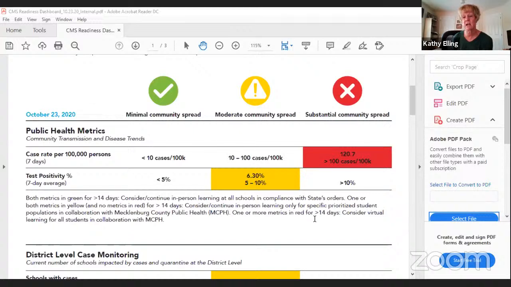I want to emphasize as we're walking through this dashboard that no one metric signifies any decision point for the district, and no one metric over a period of 14 days triggers a decision point. So we are looking at where we are with our county health metrics as of right now, and we are sitting in red at 120 cases per 100,000, and our positivity rate is 6.3.